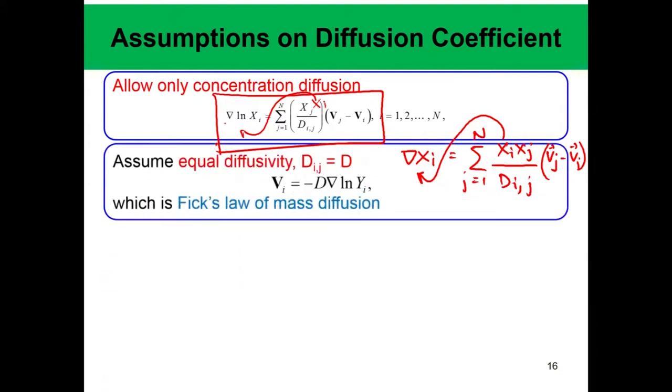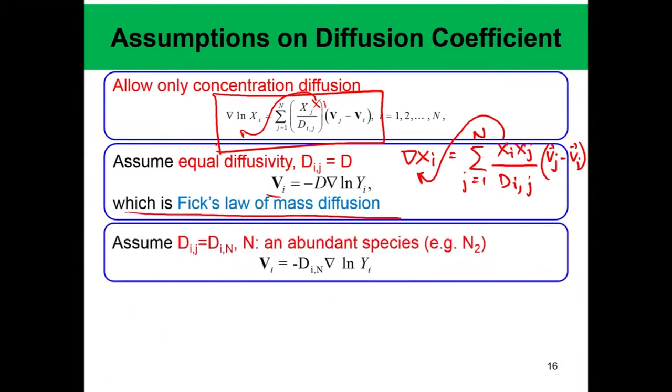And now you can apply several simplifications. If you apply equal diffusivities, then this becomes simple, and you can write vi equal to minus D times the gradient of the natural logarithm of yi. And this is the Fick's law of mass diffusion. But a better assumption is that instead of equal diffusivity, we consider that dij is equal to din, where n is the abundant species.